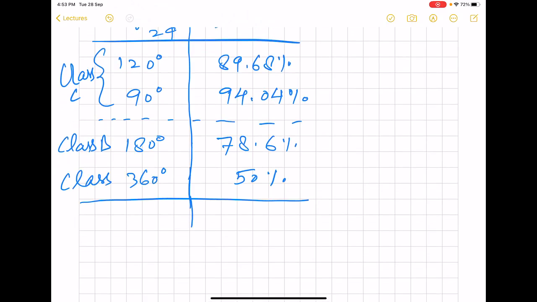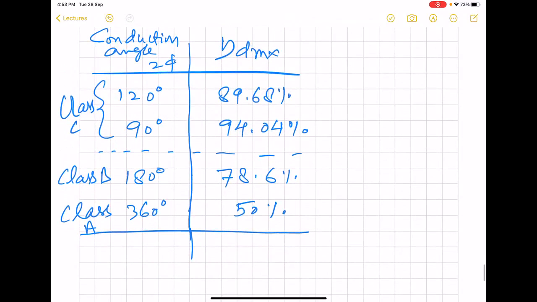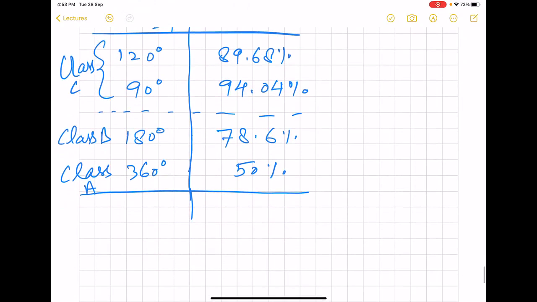That means this is class A. And so these are the class A, B, and C. But what about class AB? So suppose we take an angle which is greater than pi, but less than 2 pi. That means between 180 and 360 degrees.